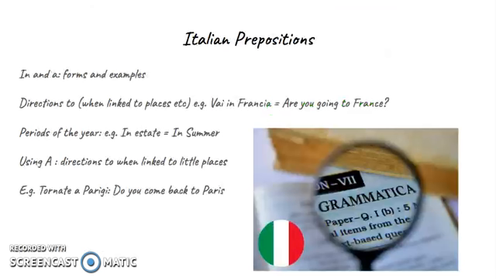With prepositions, there's the in and a forms. For example, in for directions to places, such as vai in Francia, and a for directions to smaller places, for example, cities and towns. You can say tornate a Parigi.